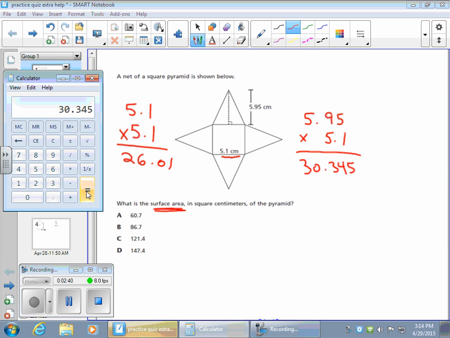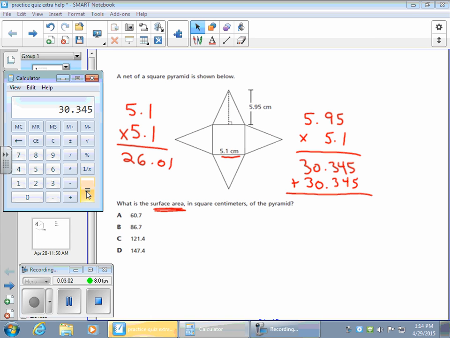30.345. Now at this point, some of you are thinking, oh, you don't have to divide by 2. I don't. I could just double that, because if I divide by 2, that would be 1, and if I multiply by 2, that would be 2. So why don't I just do 30.345 plus 30.345? That would be 2 plus 2, 4 triangles. So 30.345 plus 30.345 equals 60.69.